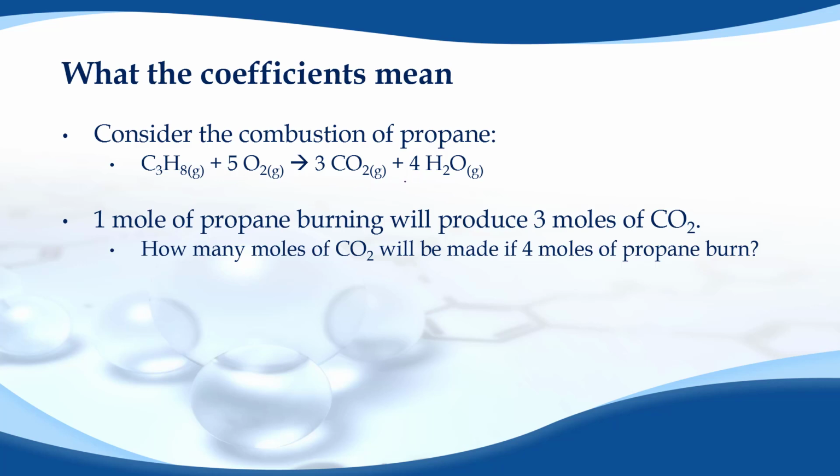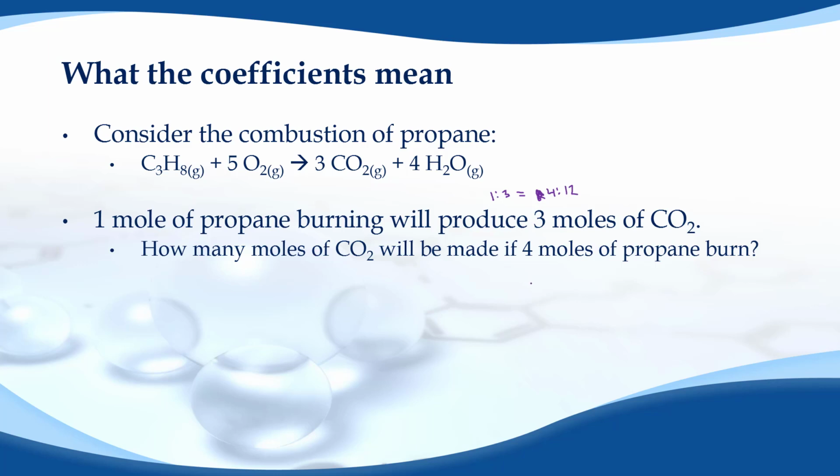Right? So 1 mole propane, if it burns, will produce 3 moles of CO2. Now, if I started with 4 moles of propane instead, how much CO2 will I make? That's just a proportion, right? If 1 makes 3, then 4 is going to make 12. So 4 moles of propane will make 12 moles of carbon dioxide.